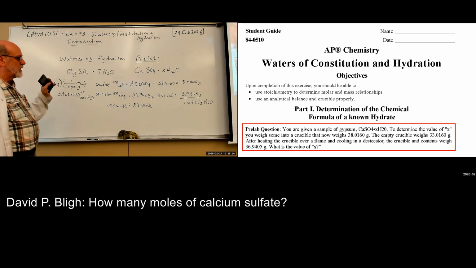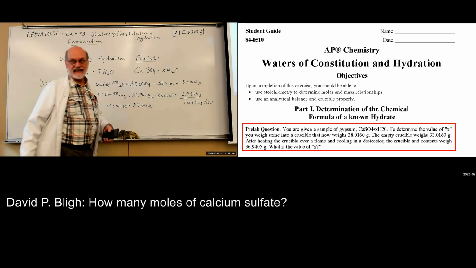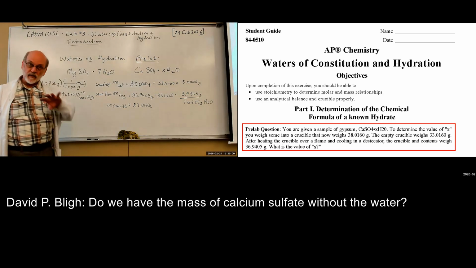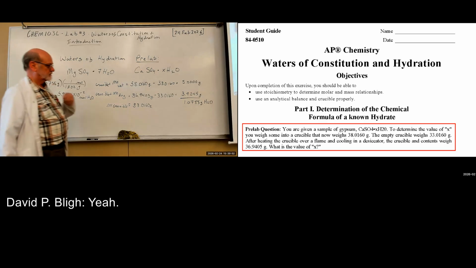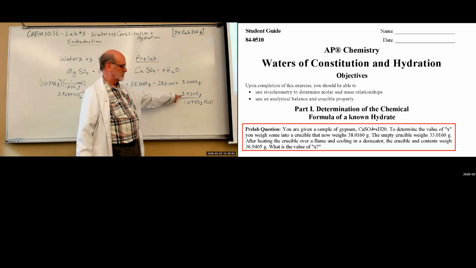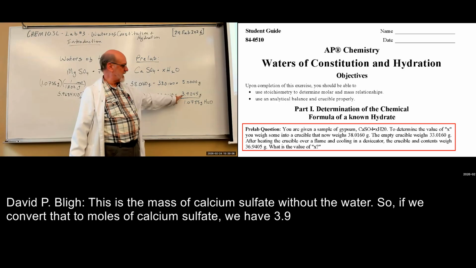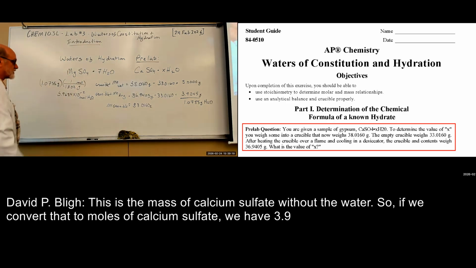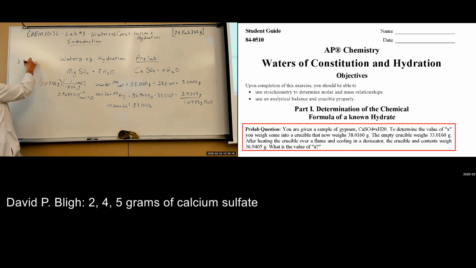How many moles of calcium sulfate? Do we have the mass of calcium sulfate without the water? Yeah, right here. This is the mass of calcium sulfate without the water. So if we convert that to moles of calcium sulfate, we have 3.9245 grams of calcium sulfate.